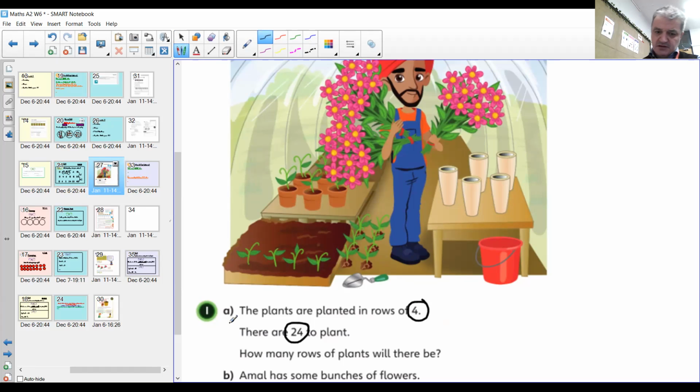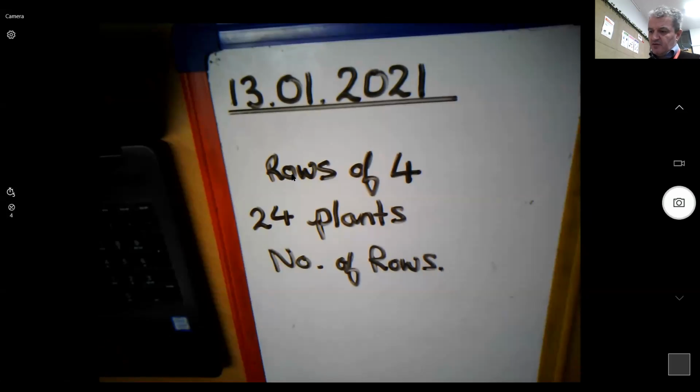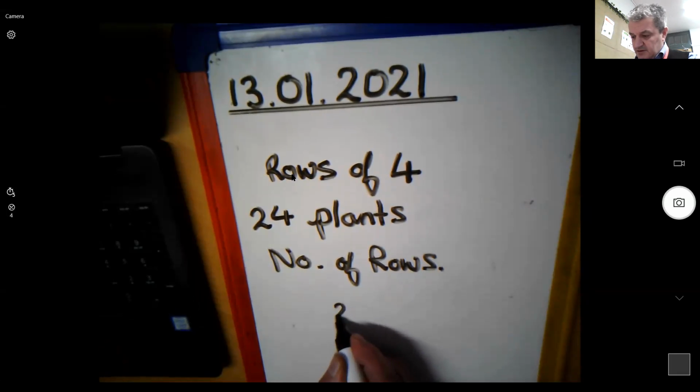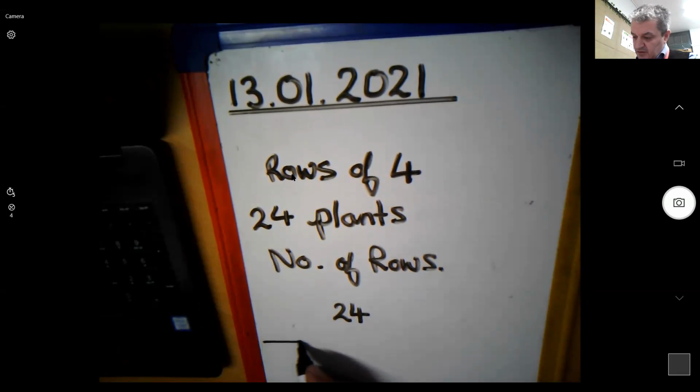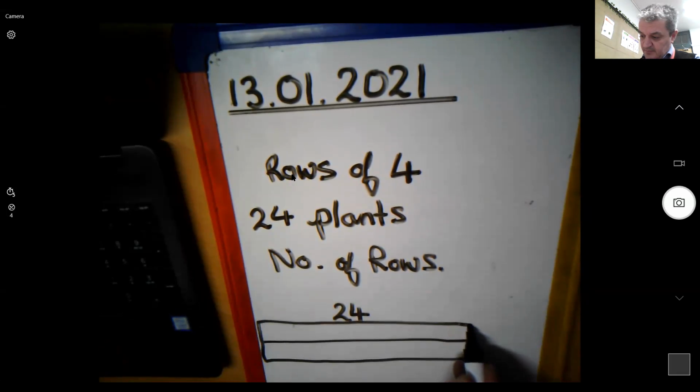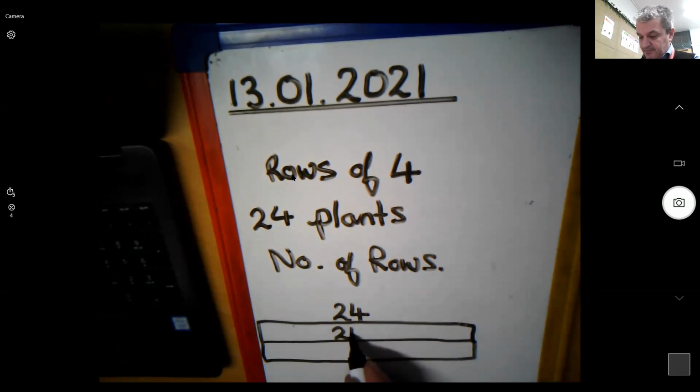Okay, so let's have a look at it. One second, I'll just change the screen. Okay, so we've got rows of 4 plants. My total number of plants is 24. 24 is the total. I could put 24 in here. This is what we talk about as a bar model.